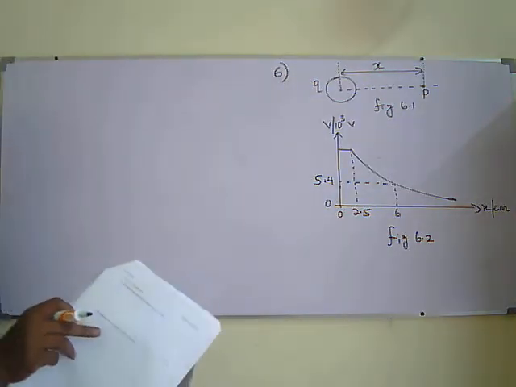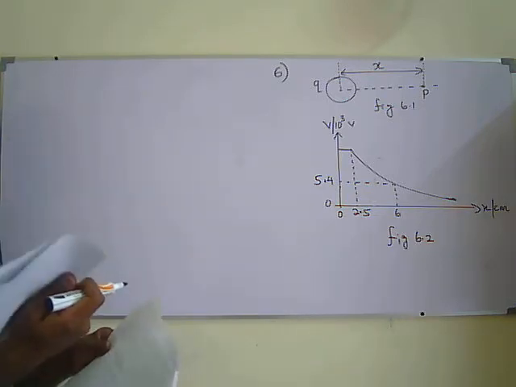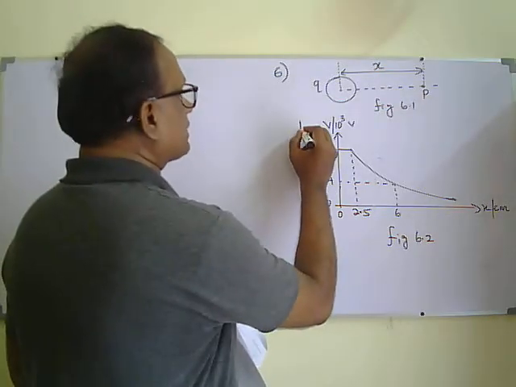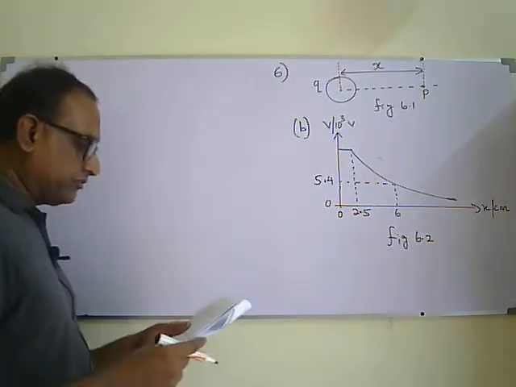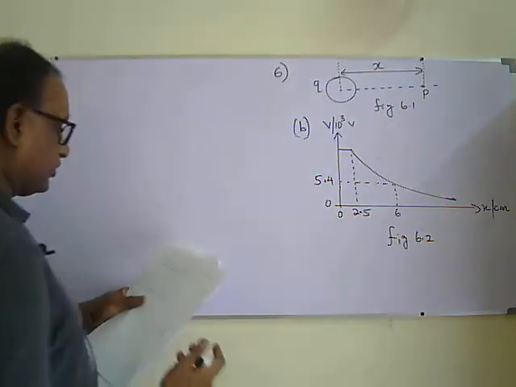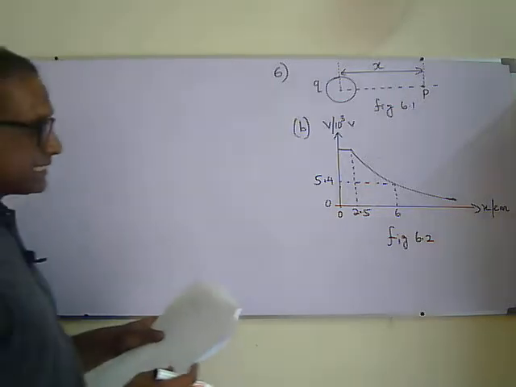So the first part of question 6, that's the B part, first part. So this graph belongs to the B part. B part, first part: use figure 6.2, that is this graph, to determine the electric field strength, capital E, at point P where x is 6 centimeters.